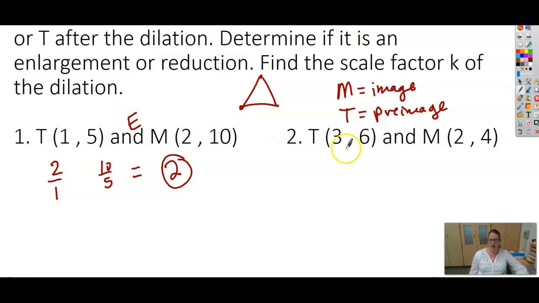Okay. 3, 6 to 2, 4, that is a reduction. The numbers are getting smaller. Take the image and put it over the pre-image, so 4 over 6 or 2 over 3. They're both the same, right? You don't have to do both. You can just do one, which reduces down to 2/3, right? So that's my scale factor.